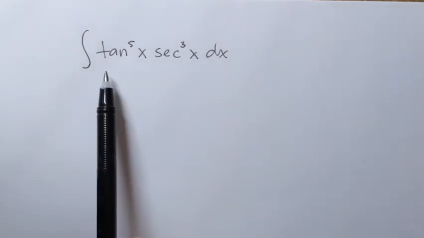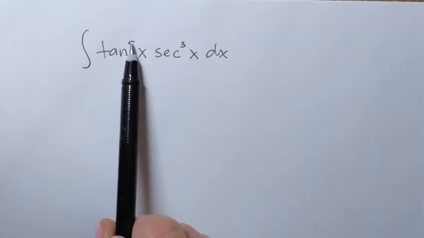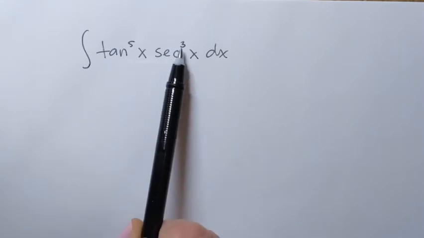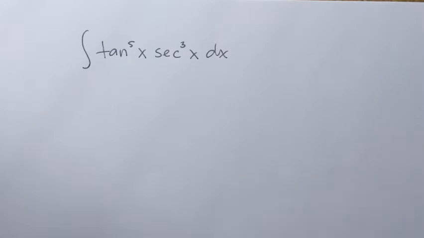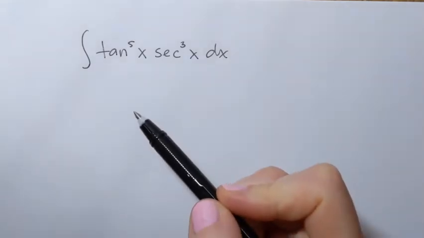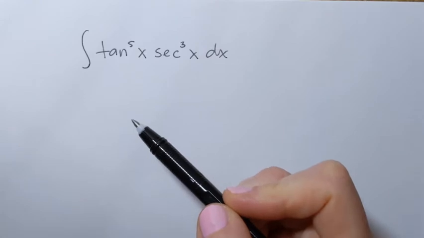In this example, we're going to evaluate the integral of tangent to the fifth power of x times secant to the third power of x dx. As with other trigonometric integrals, we know that we need to make a smart choice for substitution. When we start, we may not know what kind of substitution to do, but we're going to try different options.